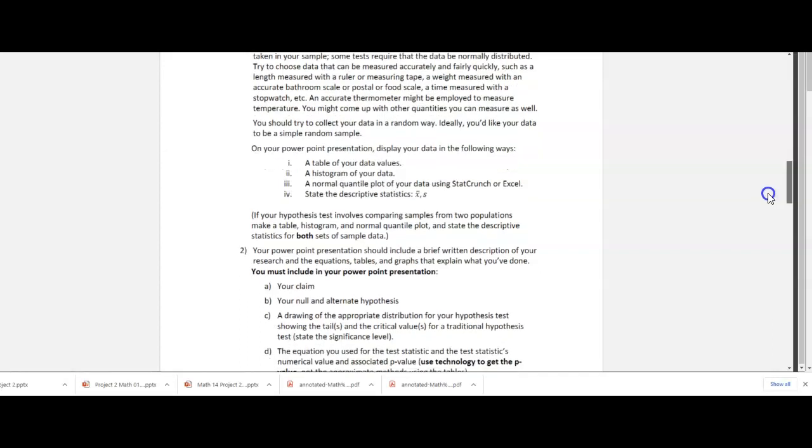Number 3, your PowerPoint presentation should include a brief written description of your research and the equations, tables, and graphs that explain what you've done. You must include in your PowerPoint presentation A, your claim, B, your null and alternative hypothesis, C, a drawing of the appropriate distribution for your hypothesis test showing the tails and the critical values for a traditional hypothesis test, and the significance level.